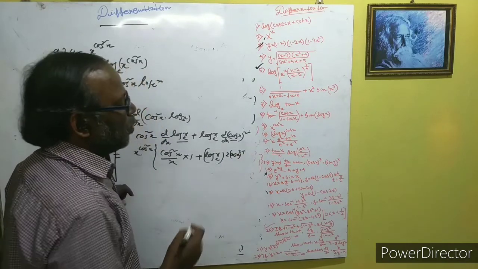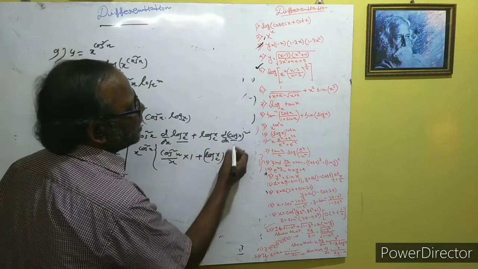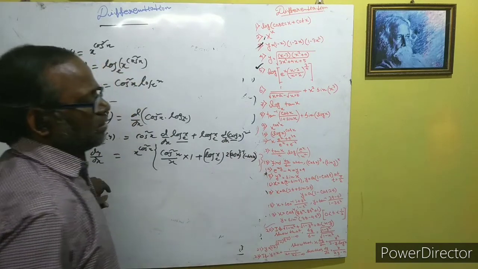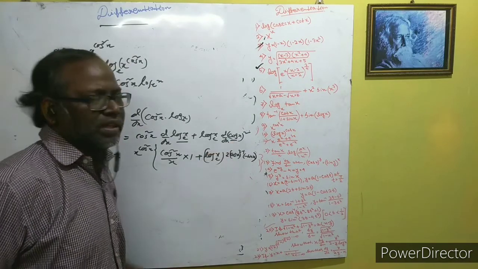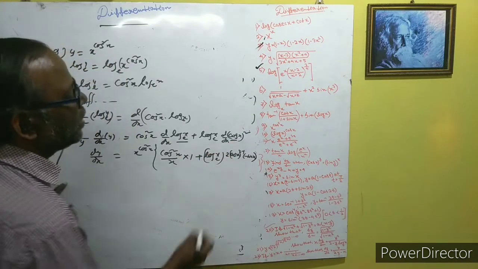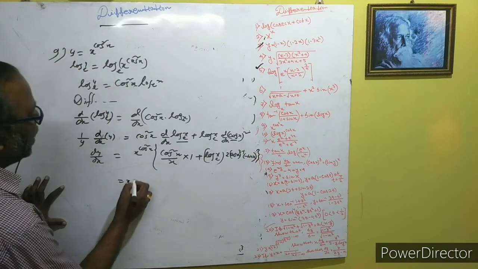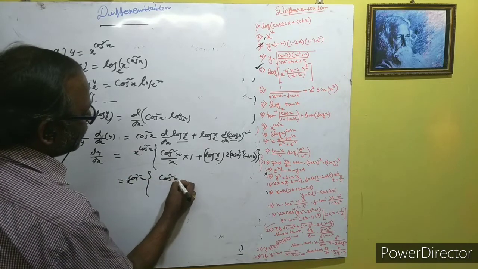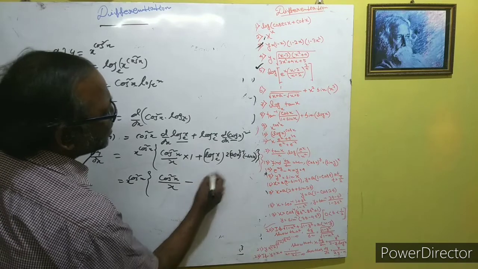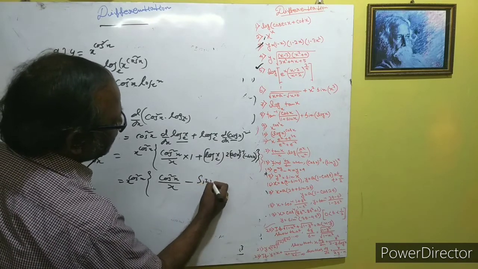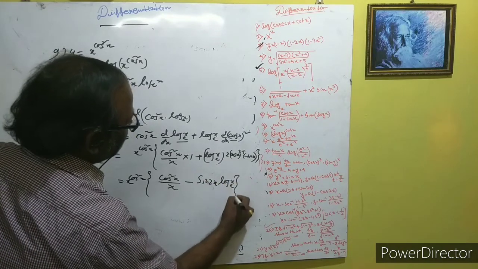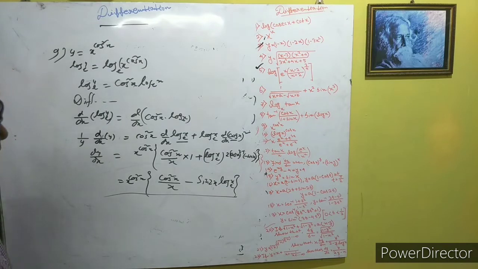Students, see carefully. I repeat this again: d/dx of cos x is minus sin x. As d/dx of x is 1, but here in place of x is cos x, so d/dx of cos x is minus sin x. So again x to the power cos²x, so cos²x by x minus 2 sin x cos x, that is sin 2x from multiple angle. And this is here log x to the base e. So this is the question number 9 here.